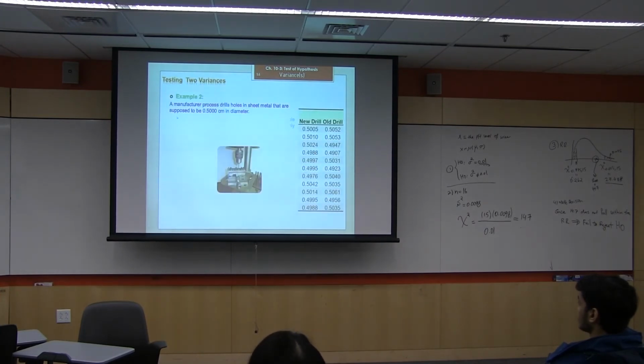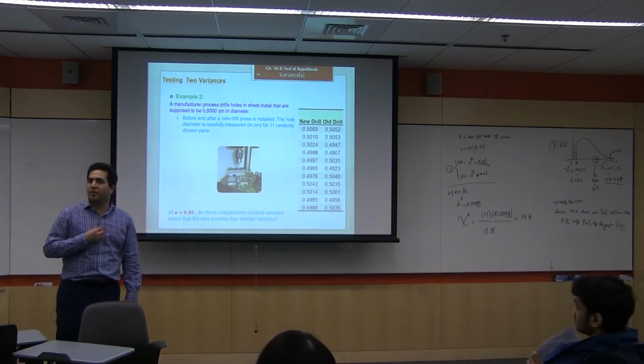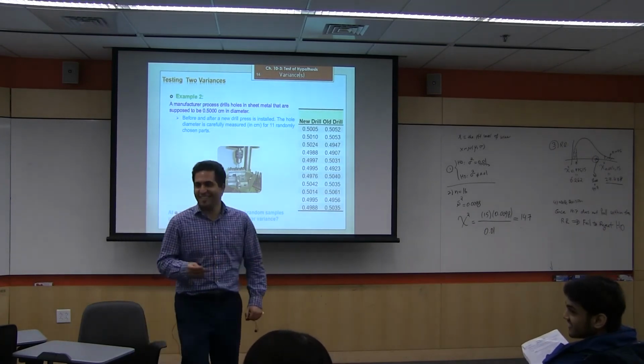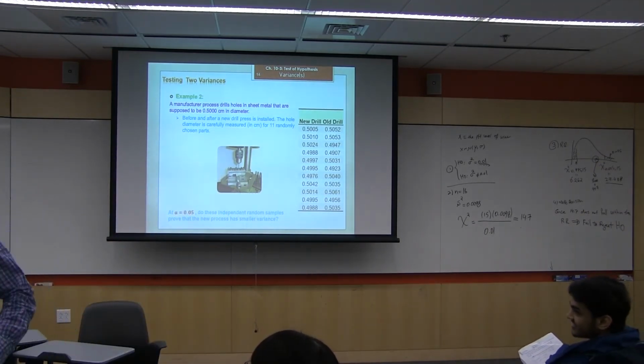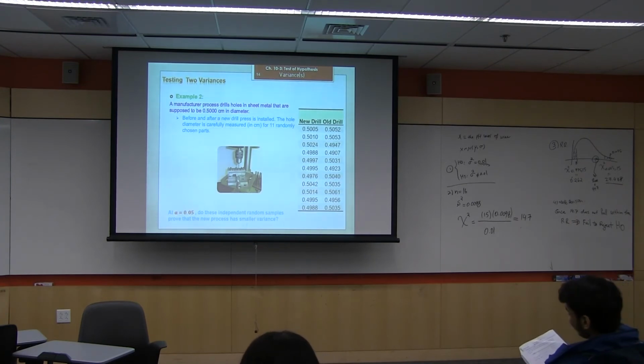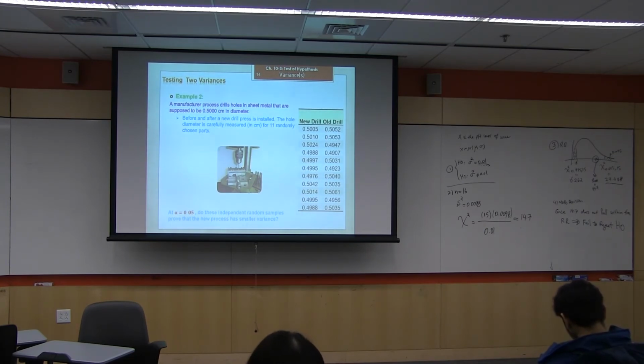Okay. And our last example is basically a manufacturing example. And who's going to get the honor of reading the last one? Okay. This is actually an example of our class. A manufacturing process drills holes in sheet metal that are supposed to be 0.5 centimeter in diameter. Before and after a new drill press is installed, the hole diameter is carefully measured in centimeters for 11 randomly chosen parts. At alpha equal to 0.05, do these independent random samples prove that the new process has smaller variance?